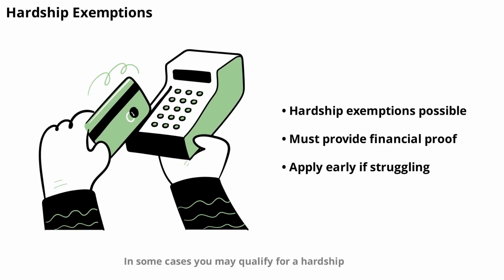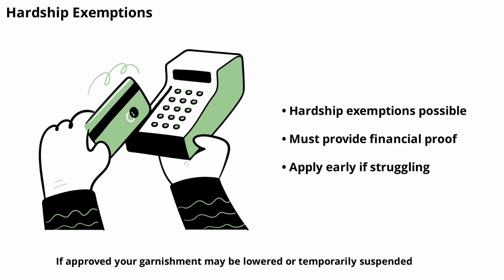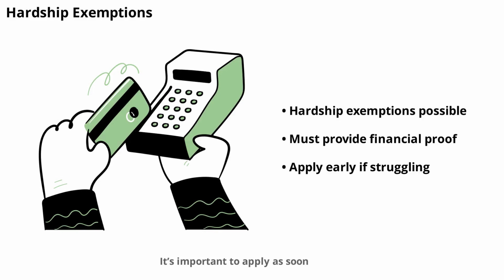In some cases, you may qualify for a hardship exemption that reduces or stops garnishment. If garnishment would leave you unable to pay for basic living expenses, you can request a review of your financial situation. The agency may require proof of income, expenses, and dependents. If approved, your garnishment may be lowered or temporarily suspended. It's important to apply as soon as you realize you're facing financial hardship.